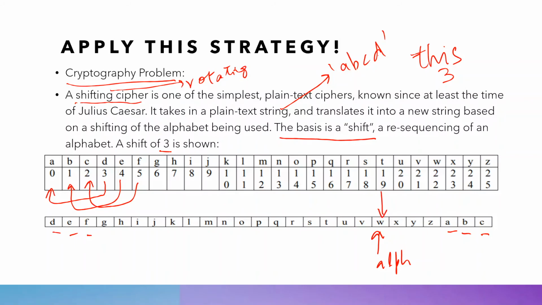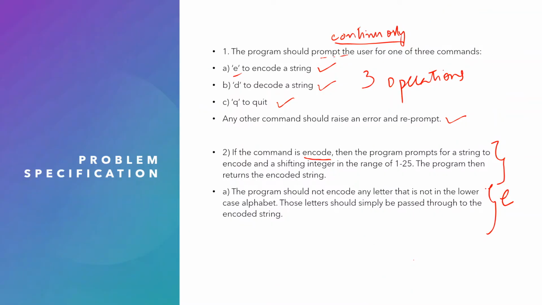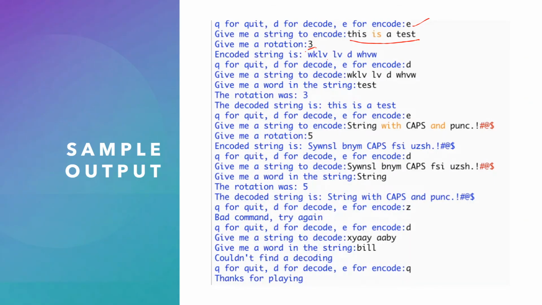For H, let me search for H. I should write K, right? So W, K. For I, I should write L, and for S, I should write V, right? So this will be my encoded message. So that's similar to what we are getting here. Similarly, the rest of it, and we print that message, right? So similarly for decoding, we'll get the encoded message and a word. So based on that word, we'll find out how much the rotation happened here. So those are some of the sample outputs.